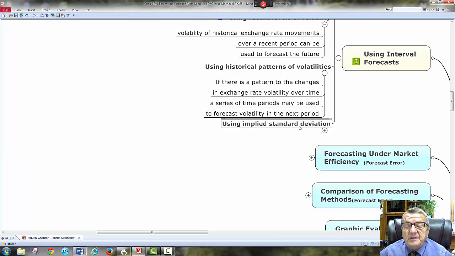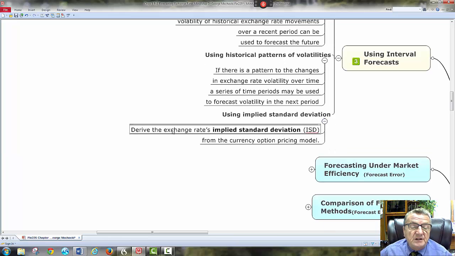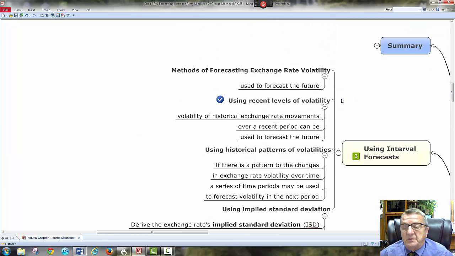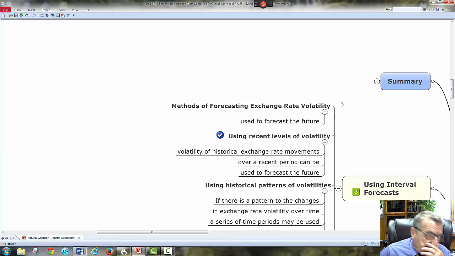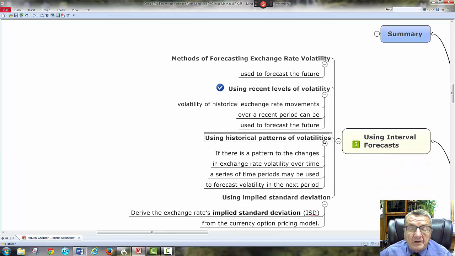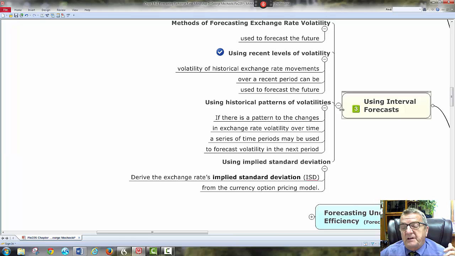All right, you're looking for a pattern in exchange rate volatility over a series of time periods, to be used in the next period. Then there's using the implied standard deviation, ISD, derived from currency option pricing. Again, your statistical calculator, just plug it in, you'll be fine. What's my standard deviation? Okay. Now, remember, these are using interval forecasting: exchange rate volatility, historical patterns that have some limits, and implied standard deviation.